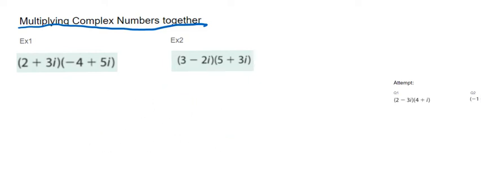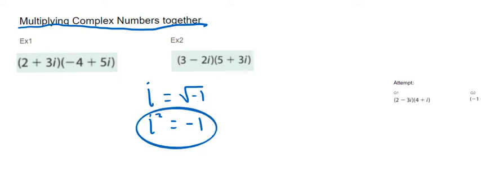Another thing that's really important and you need to recognize is that i is the same thing as the square root of minus 1, and therefore i squared is the same thing as minus 1, because when you square it, it gets rid of the square root. So i squared is the same thing as minus 1. That's fundamental in complex numbers, and it's really important.